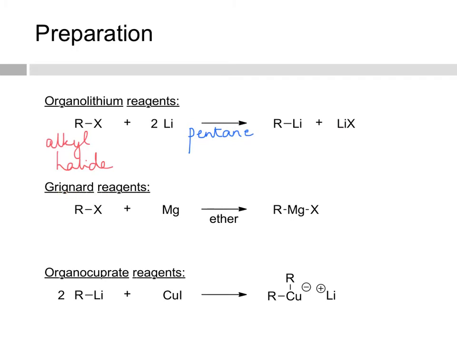Grignard reagents also start from the alkyl halide. In this case, we treat it with magnesium metal, usually in an ether solvent like diethyl ether or THF, and we form the Grignard reagent, where we're making this carbon-magnesium bond. Organocuprate reagents are prepared from organolithium reagents. In this case, you're going to treat it with copper iodide, and that prepares the Gilman reagent.